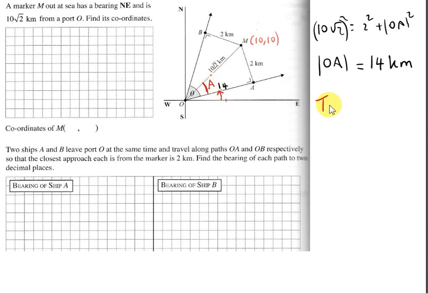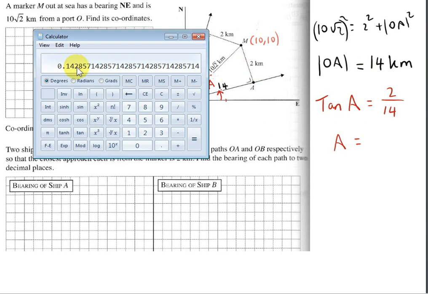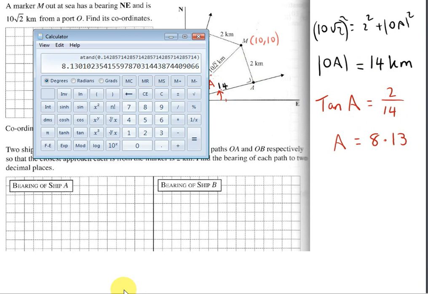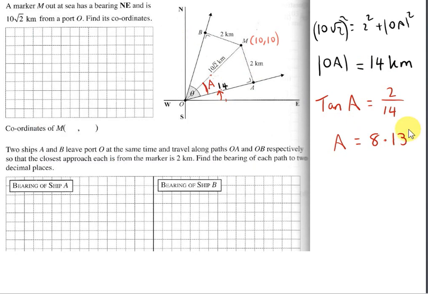I'll use the tan of A. It's opposite over adjacent. That's 2 divided by the adjacent, which is 14. Here is 2 over 14. We want the inverse tan. It's 8.13 degrees. 2 decimal places is probably good enough. Actually, I'll write it down to more than 2 because we want the final answer to 2 decimal places, so maybe I'll write it down to 3 places. Well, to 3 places it's also 8.13, so that's good enough.